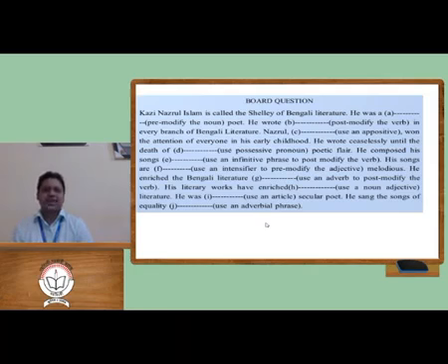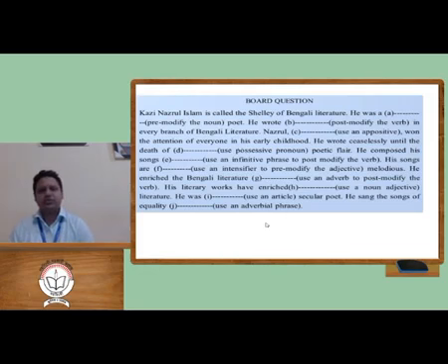Nazrul used an appositive, won the attention of everyone in his early childhood. Dear students, you have already known about appositive. An appositive is a noun or noun phrase that, sitting next to the noun, describes or renames the noun. So we have to use an appositive of Nazrul here.